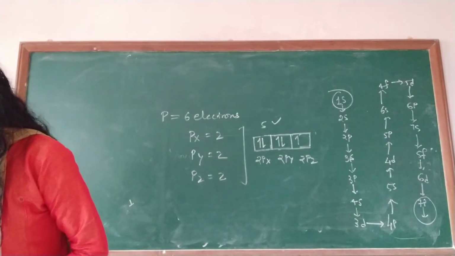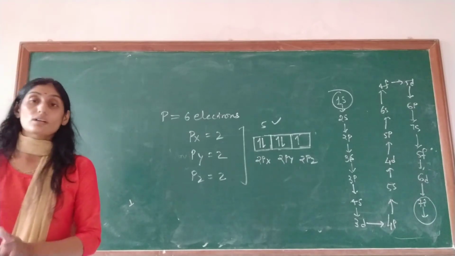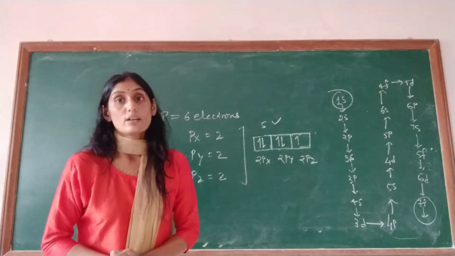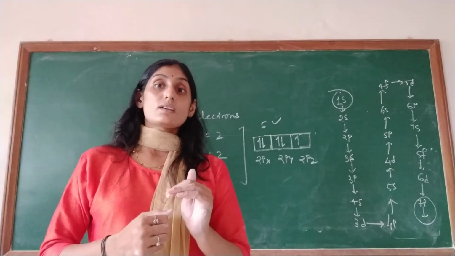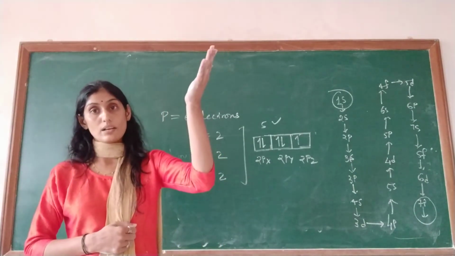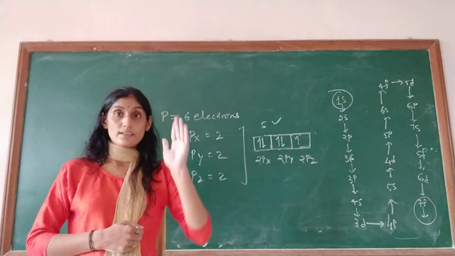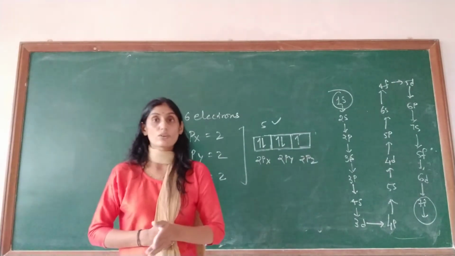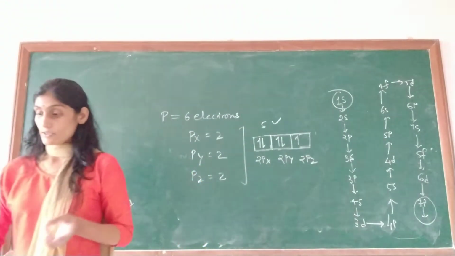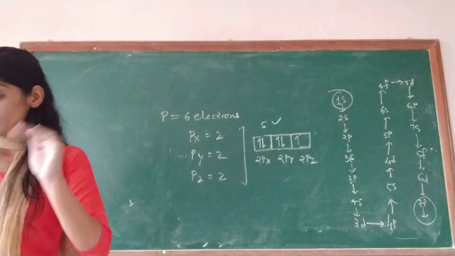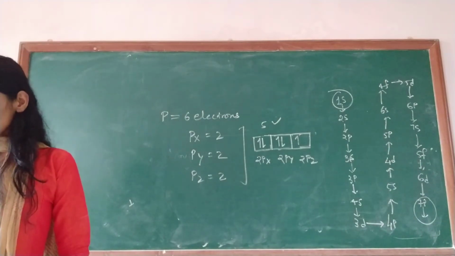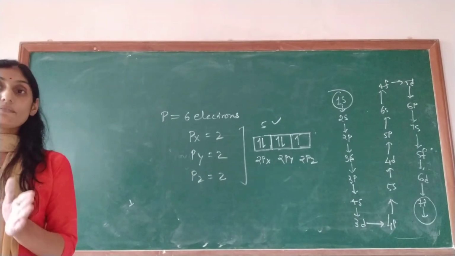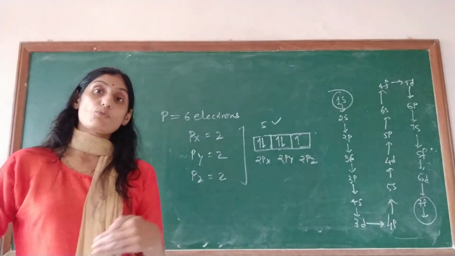What did Aufbau say about electrons? Whenever electrons are filled, they fill from the lower energy level orbital to the higher energy level orbital. That means he has given the order for the arrangement of electrons in the orbitals: 1s, then 2s, then 2p, then 3s, then 3p, then 4s, then 3d, then 4p, 5s, 4d, and so on. According to that we are moving.